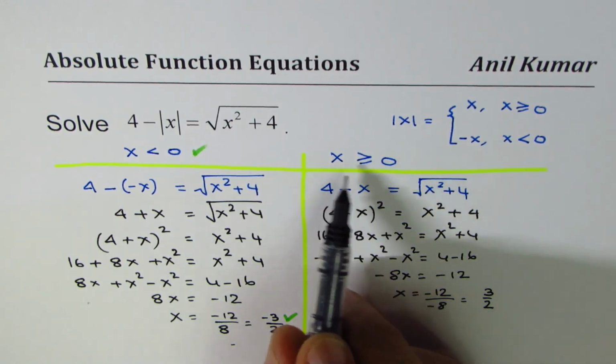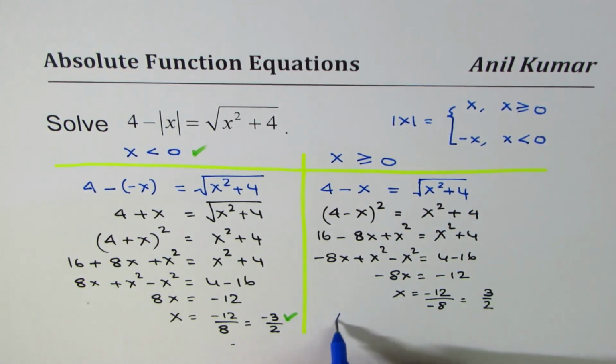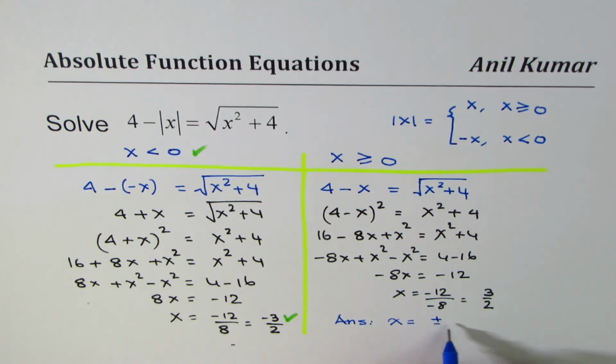And this 3 over 2 is greater than 0, and therefore we have two valid answers, right? At times we may not get valid answers, so we can now write down the answer, which is x equals plus minus 3 over 2. Now that's the way to solve absolute function equations.